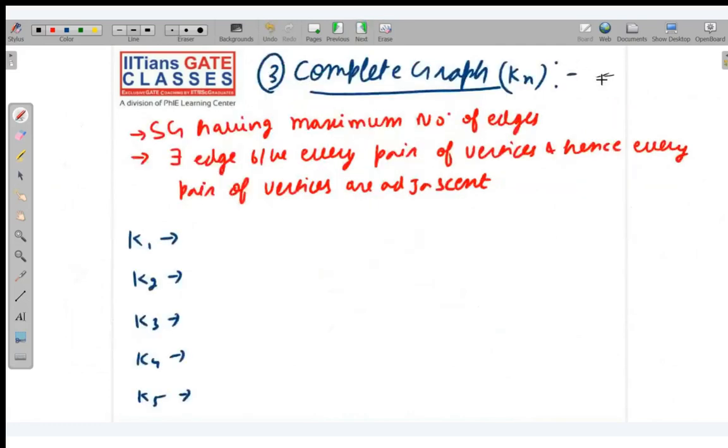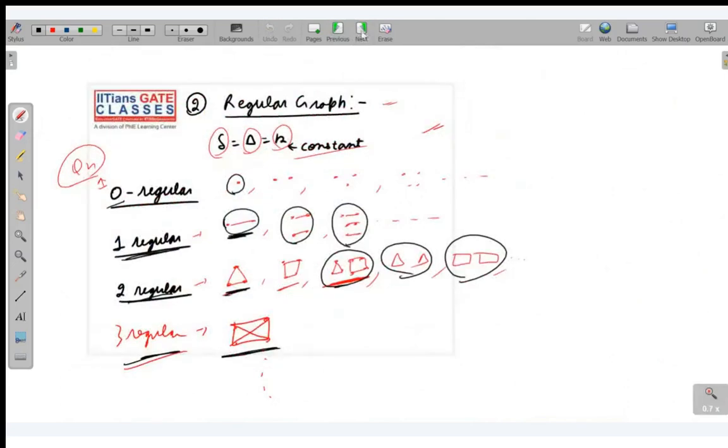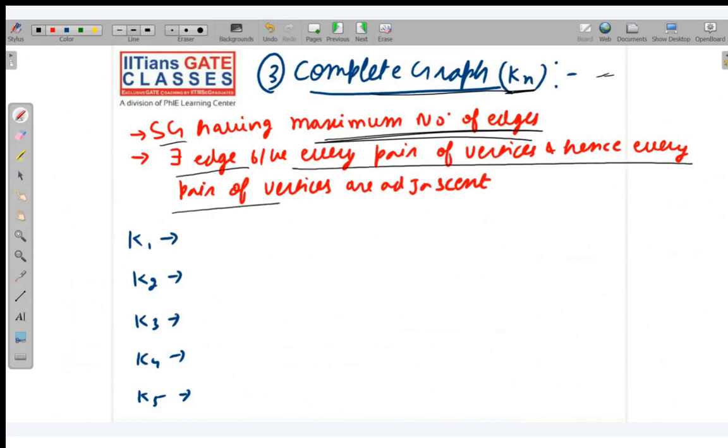Okay. Next is complete graph. First we have done null graph, second was regular graph, third is complete graph. Complete graph is represented by K of n. A simple graph having the maximum number of edges is known as a complete graph. There exists an edge between every pair of vertices, and hence every pair of vertices is adjacent. I have told you K1. How K1 will look like this.